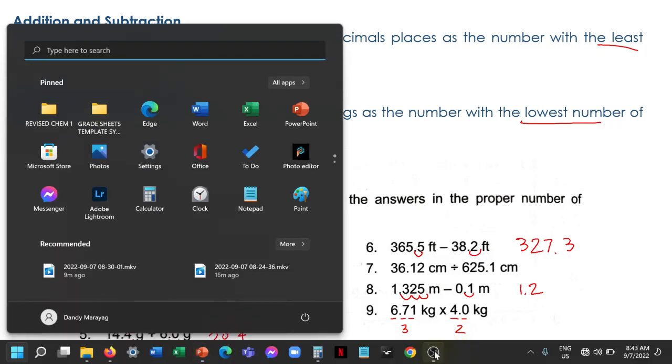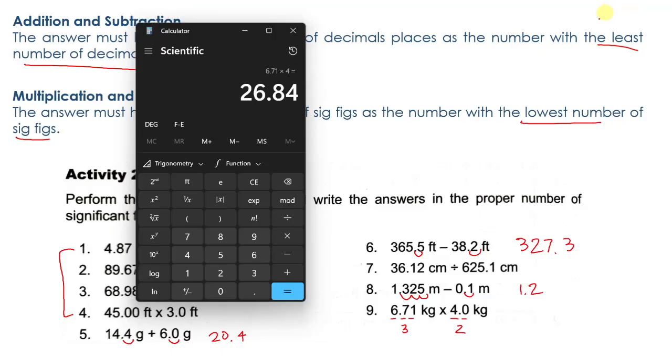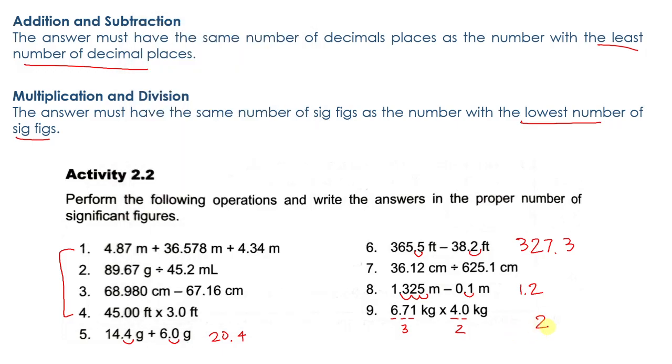The same thing goes for the answer. Here, we round to only two significant figures. We have 2 and then 6. We round up because the next number is 8. So the answer will be 27. Again, just write 27, because this has only 2 significant figures. The same number of significant figures must be present in the answer. Again, that's the rule for multiplication and division.